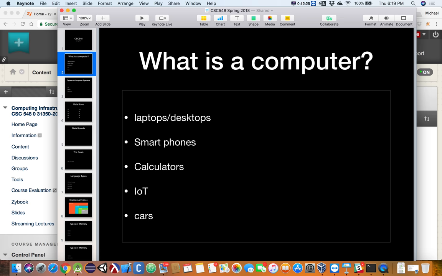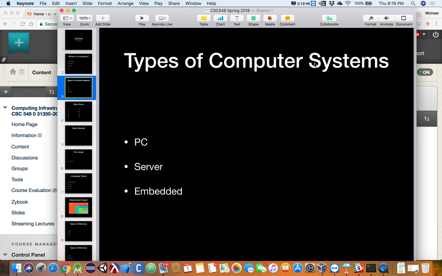All right, so we could certainly sit here for a while and come up with even more things. A lot of stuff that's around us would fall into the category of being a computer. Typically when we think about computers, the first thing that pops into our mind is the idea of general purpose computers, right? But we want to have an appreciation that pretty much everything around us is a computer. All right, so along those lines, types of computer systems.